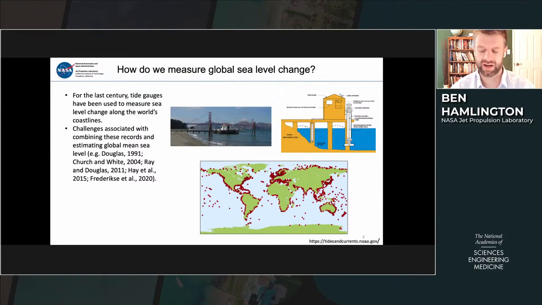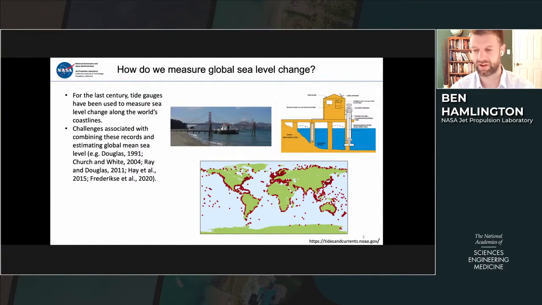But on the right here, I just show an example of the San Francisco tide gauge sitting off the coast. These tide gauges are necessarily located on land. So they're measuring relative sea level change, that interplay between subsidence or vertical land motion and what's happening with the ocean. And since they're located on land, they have to be located along coastlines or on islands. You can see the distribution of tide gauges in the bottom panel there. So we have global coverage, although it's certainly biased.